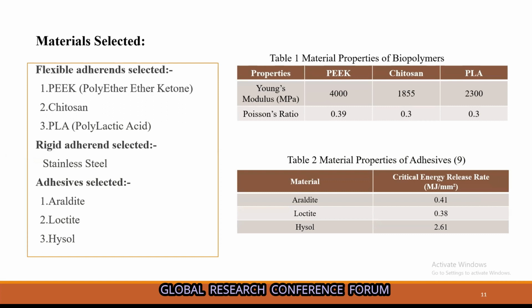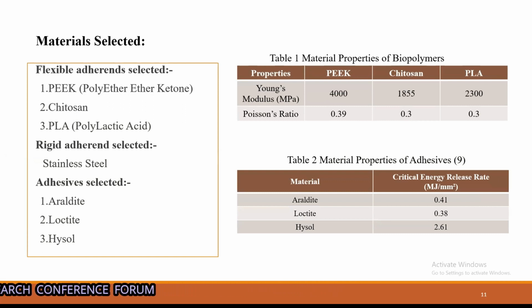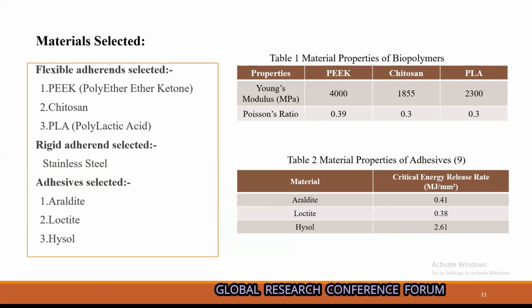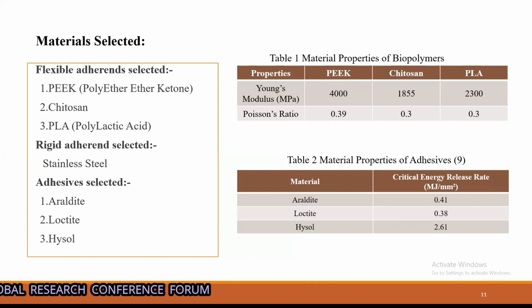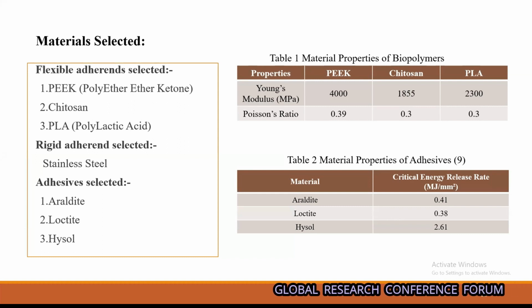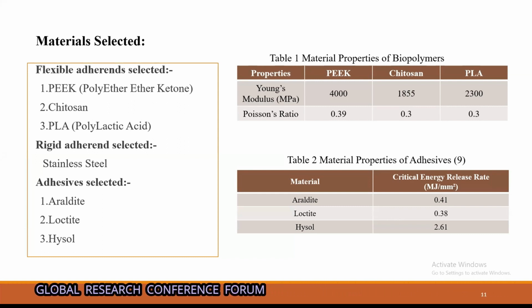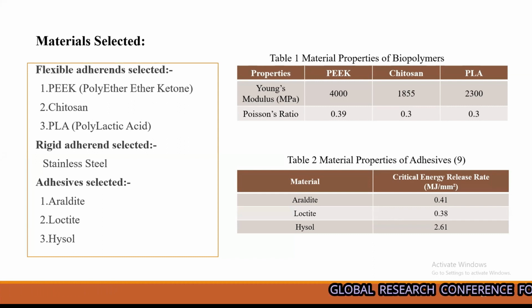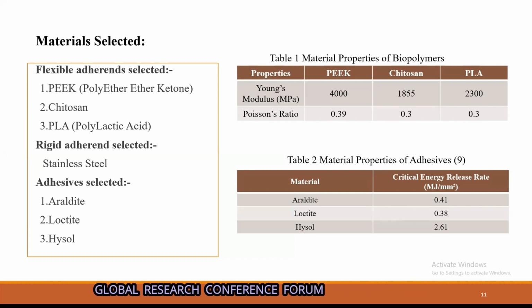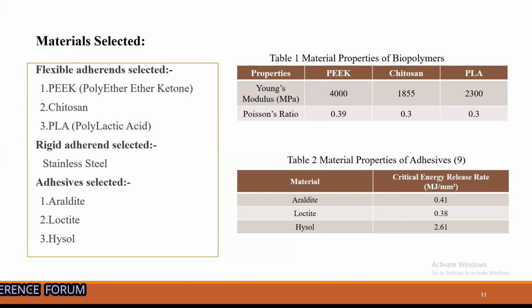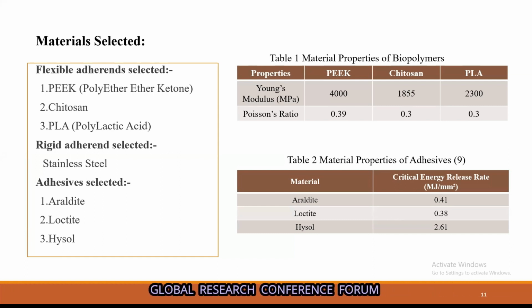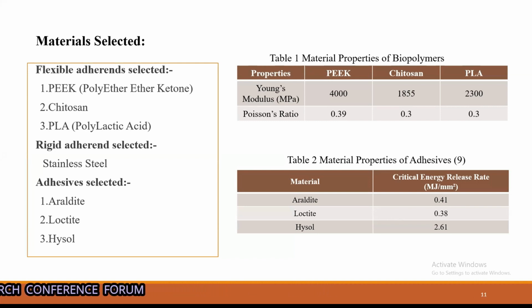This is regarding the 3 flexible adherent materials selected. One is polyether ether ketone, second is chitosan, third is polylactic acid. And their properties: Young's modulus is important. We know human bone Young's modulus is around 4,000 megapascal. PEEK is also around 4,000 megapascal, chitosan 1,855, PLA 2,300. Poisson's ratio is very important, because we have to stretch it in a 90-degree direction. It is 0.39, 0.3, 0.3, like that. For adhesive, there are 3 adhesives: Araldite, Loctite, Hysol, and their critical energy release rate is given.